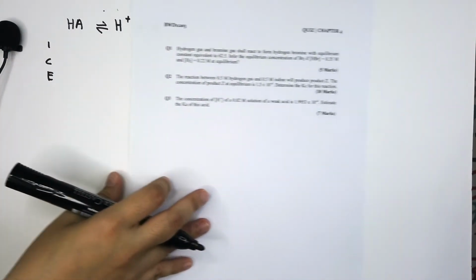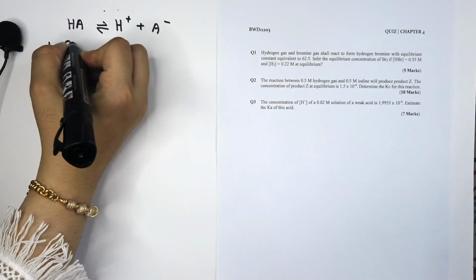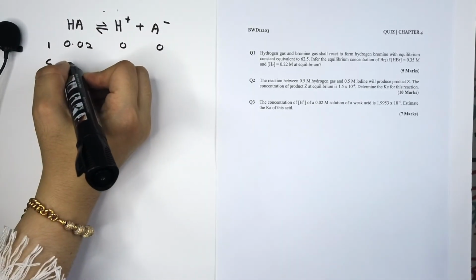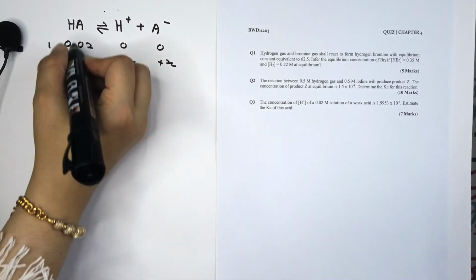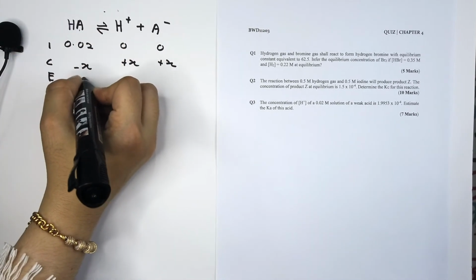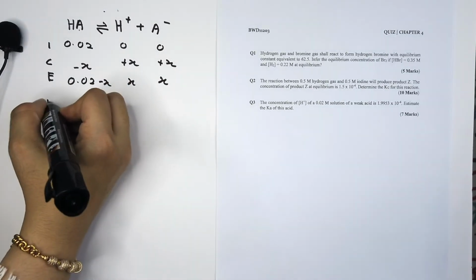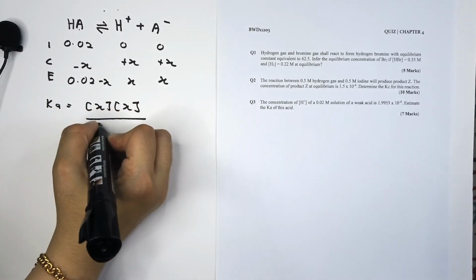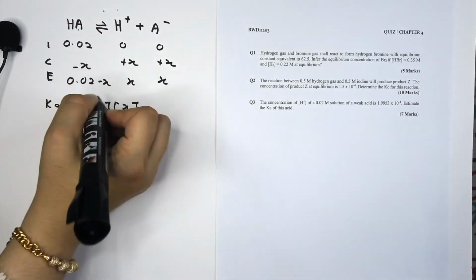So the initial concentration of this solution is given in the question, which is 0.02. At first there will be no product, so 0, 0. And then the change shall be negative x, positive x, positive x. And then the equilibrium is the summation of the initial and the change. So 0.02 minus x, x and x. So from here you can get the value of Ka, which is equivalent to x times x divided by 0.02 minus x, which is the product over the reactant.